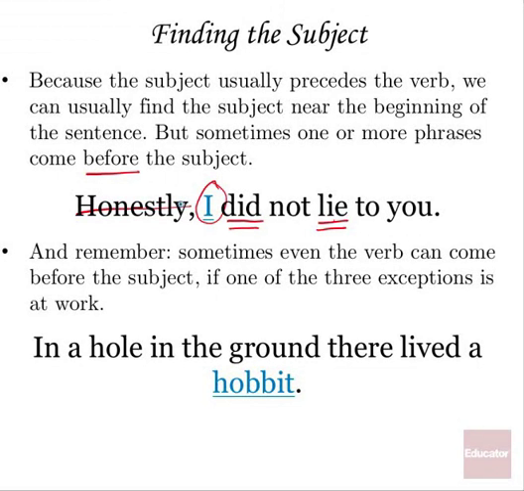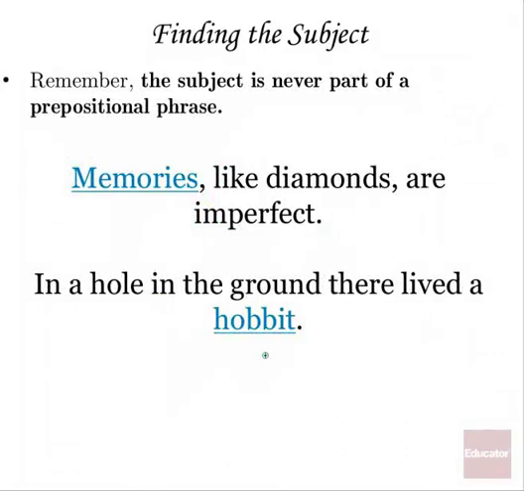And remember, sometimes the verb can come before the subject if one of those three exceptions mentioned earlier in this lesson is at work. So we look at in a hole in the ground there lived a hobbit. In a hole, in the ground, two prepositional phrases. There lived, that's a form of there is, there was, a hobbit. The hobbit is doing the living, and in this case, it's the last word in the sentence. And finally, remember, the subject is never, never, never, never part of a prepositional phrase.